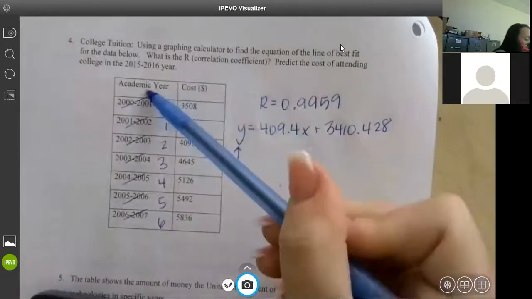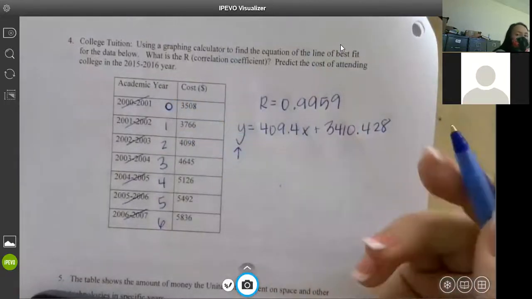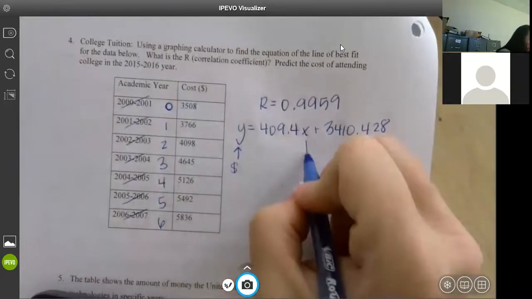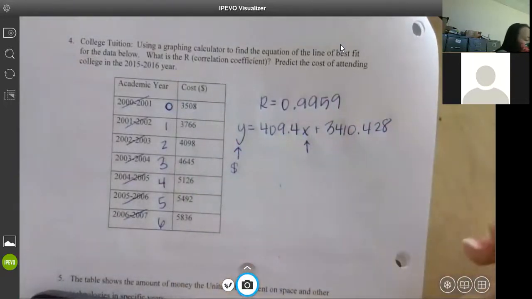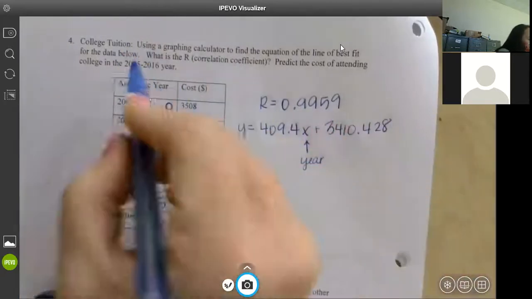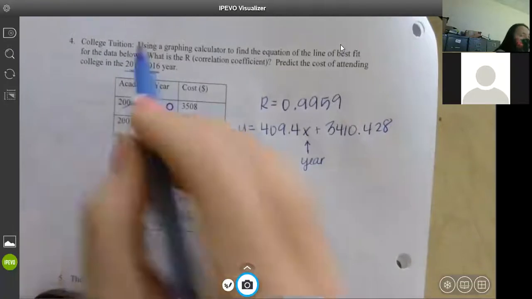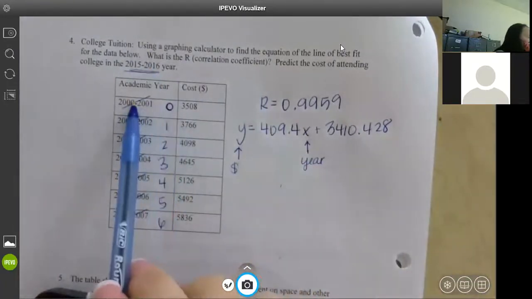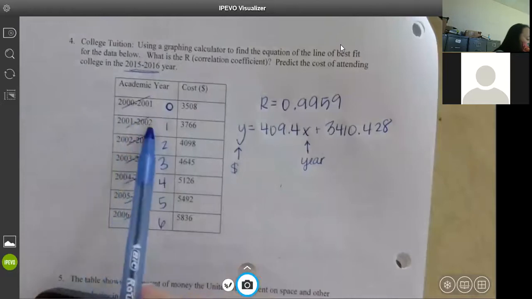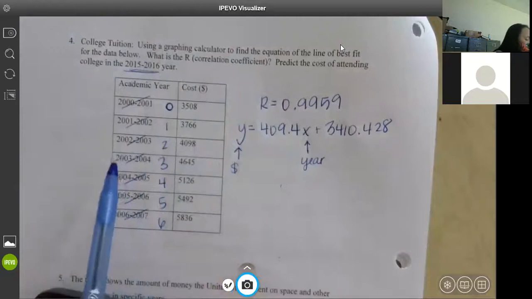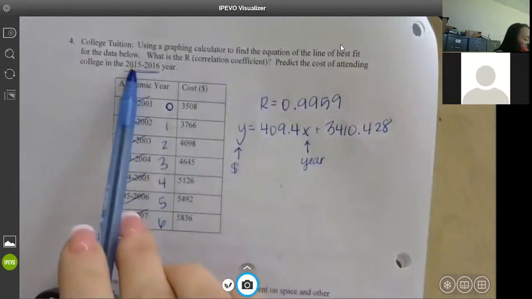Which one is your Y, your academic year or your cost? Your cost. What is your X? The year, right? Okay. It said predict in the 15-16 year. Look at what we did. 2000 to 2001 was 0. If you look, it's the end of the number. 2001 to 2002 was 1. 2002 was 2. 2003 was 3. 2004 was 4. So what would be 2015?